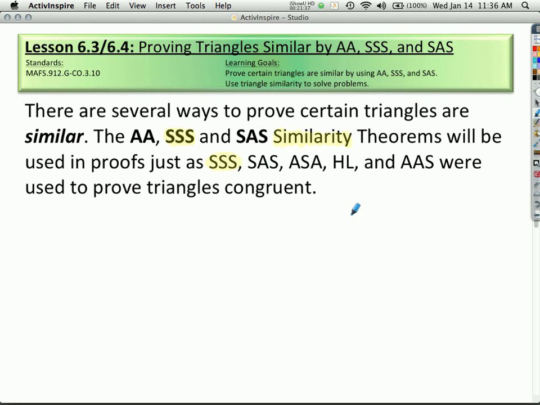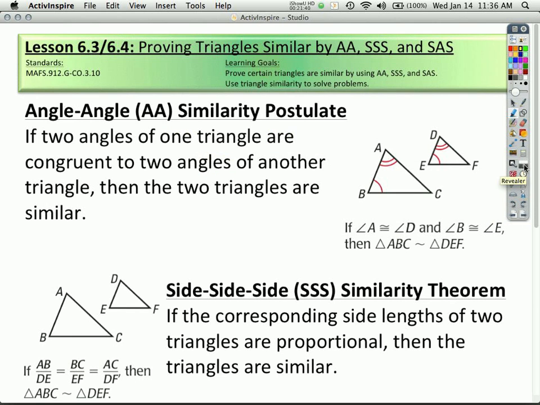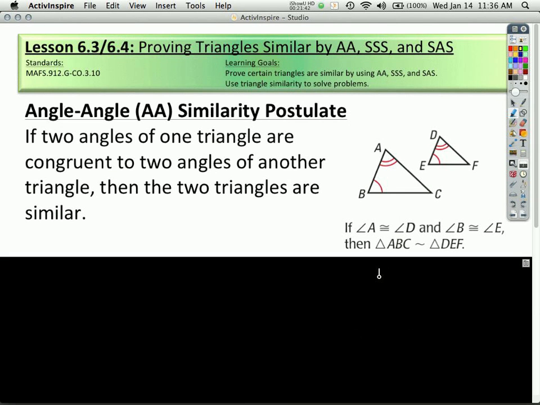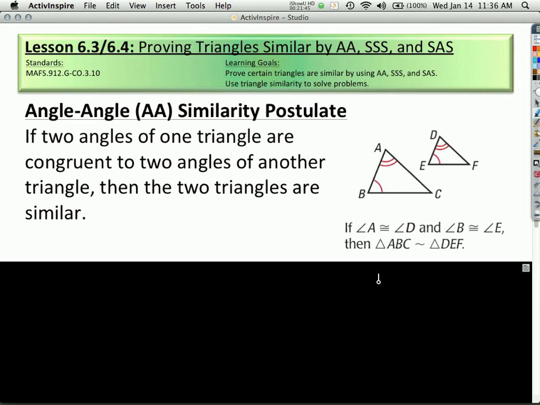So, yes, question? Okay, so let's go ahead and look at what's on your cheat sheet. Angle-angle similarity. If two angles of one triangle are congruent to two angles of another, then the two triangles are similar. Does anyone have any questions about that? Some other ideas should be popping into your head as well. Just automatically.